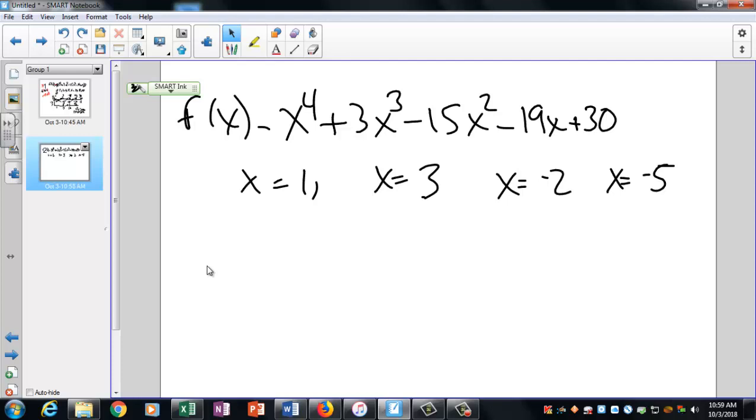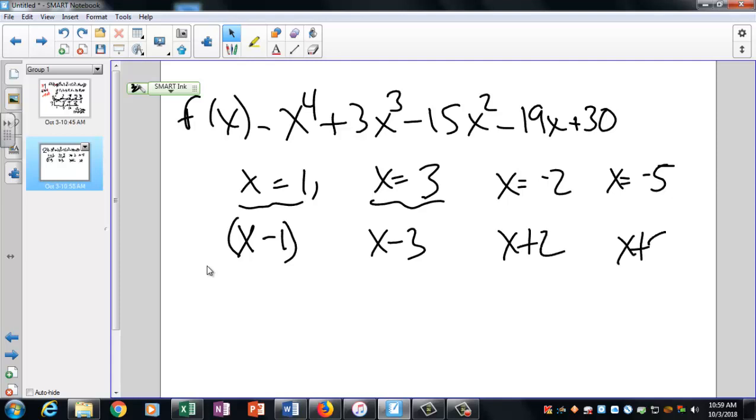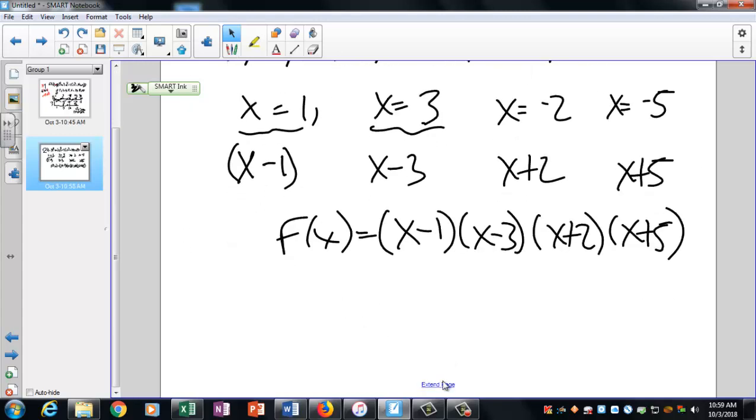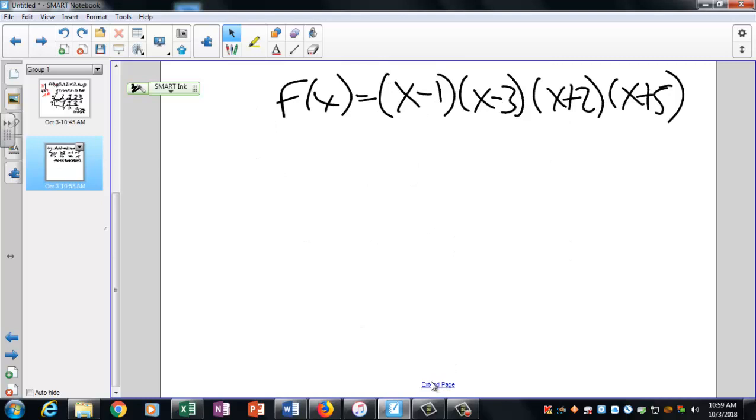If each one of these is a 0, then that meant that this piece started out as x minus 1. Does that make sense? This piece started out as x minus 3. This piece started out as x plus 2, and this piece started out as x plus 5. Do we agree? So what I can say is that f of x is equal to x minus 1, x minus 3, x plus 2, and x plus 5.